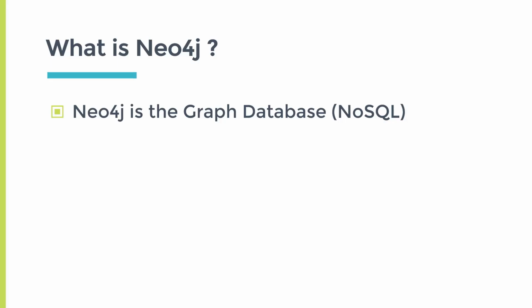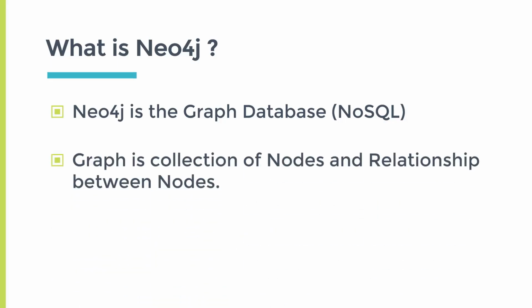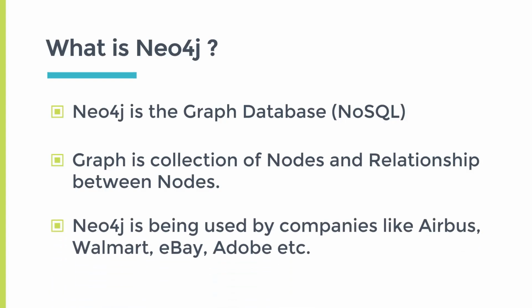Now, what is a graph? Basically, a graph is a collection of nodes and relationships between those nodes. If you have a background in mathematics, then you might be aware of nodes and relationships between the nodes. And if you are not aware, then don't worry. In the next lecture, we will see the node and relationship in detail. Neo4j is being widely used in some well-known companies like Airbus, Walmart, eBay, Adobe, and many other companies.